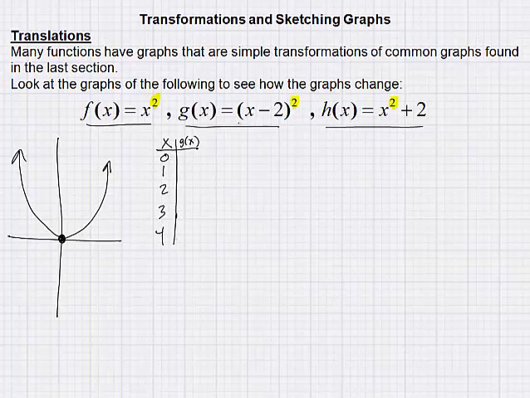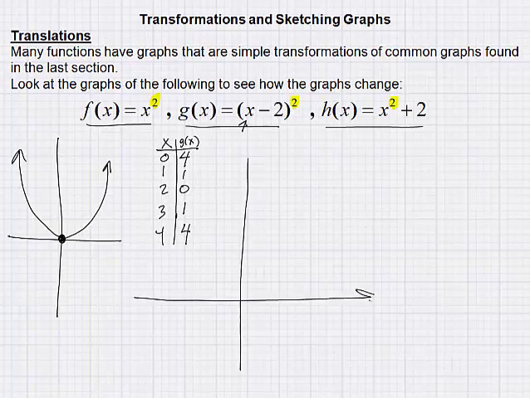Plug in 0 for x. If I plug 0 in for x, I'm going to get negative 2 squared, which is 4. If I plug 1 in for x, I'm going to get 1 minus 2, which is negative 1 squared, which is 1. 2, I get 0. 3, I get 1. 4, I'll get 4. Again, I'm plugging them into this function, minus 2, square it. So if I connect the dots, if I do this graph, what's going to happen? Well, 0, 4 here, 1, 1 here, 2, 0 here, 3, 1, 4, 4.